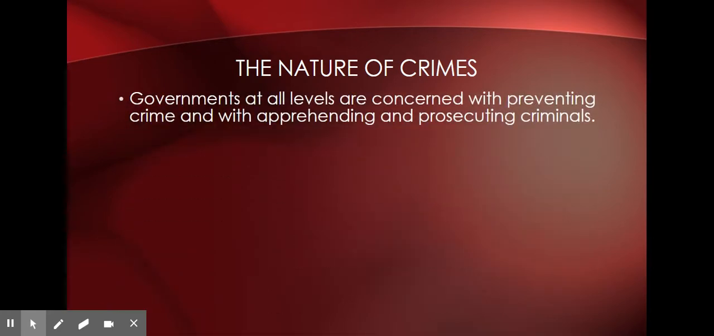But governments at all levels, and we've kind of talked about this because we talked about local governments and state governments and national governments, are concerned about preventing crime and apprehending and prosecuting criminals. Okay. So much so that each level has its own specific set of responsibilities. All right. At the local level, they handle things like traffic violations. The state government and the national government will work together to prosecute murders and rapes. Okay. So each level of government is concerned about preventing crime.